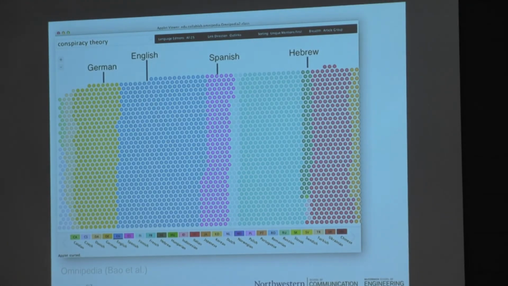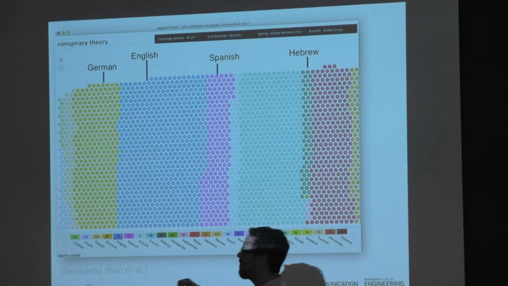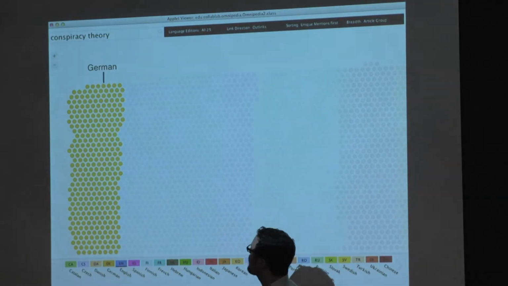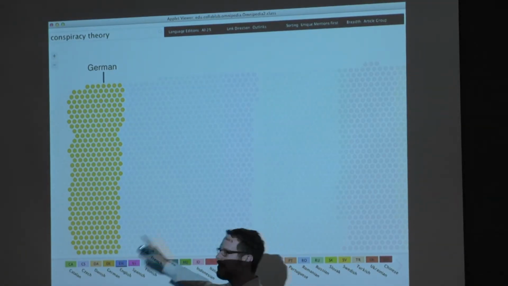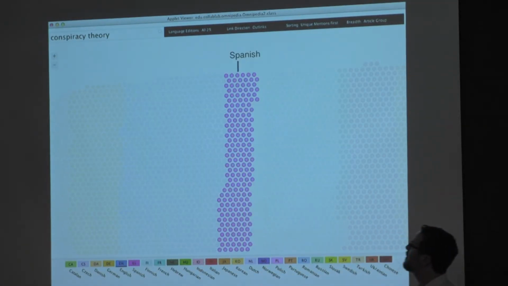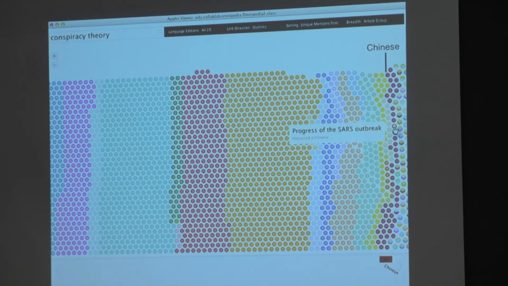And when you look at this, each of these dots is a unique topic that's being mentioned on the conspiracy theory page in all of these different languages. So these are the unique topics being mentioned in German. These are the unique topics being mentioned in English and Spanish and so on and so forth. And then if you mouse over a particular node, you can actually see what that topic is.